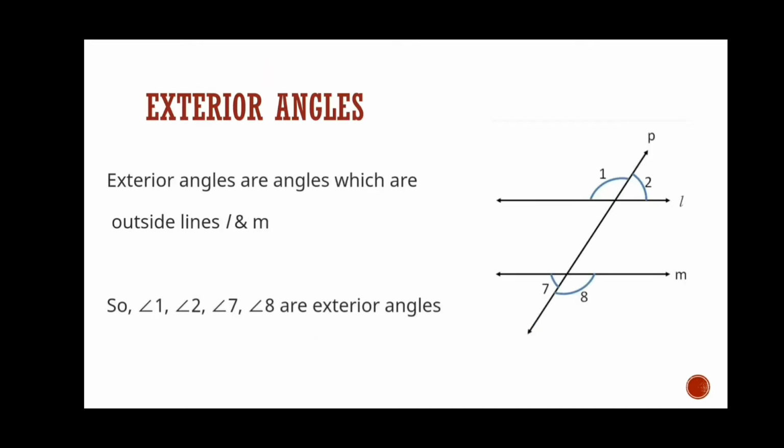Now the next pair of angles is exterior angles. Exterior means outside. You can clearly understand from the picture that those angles which are outside these two lines, that is L and M, that is 1, 2, 7 and 8, are called exterior angles.